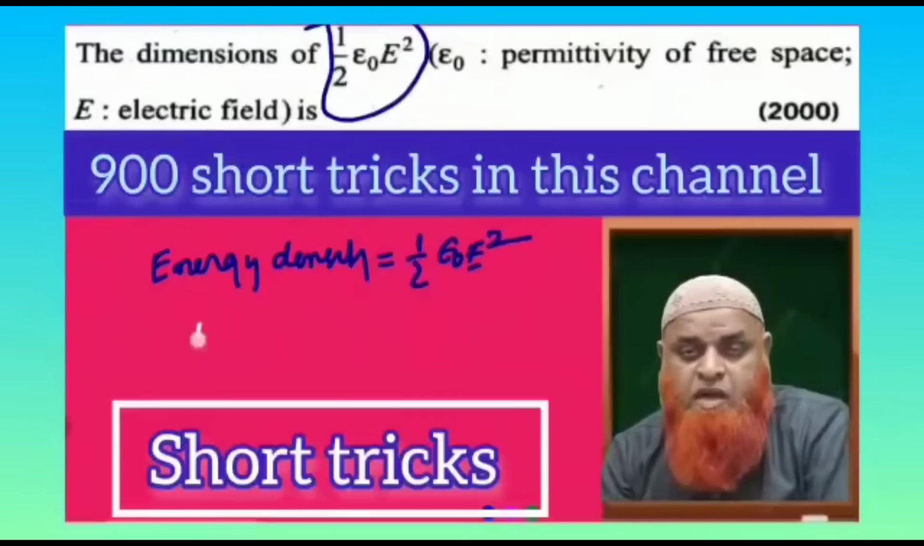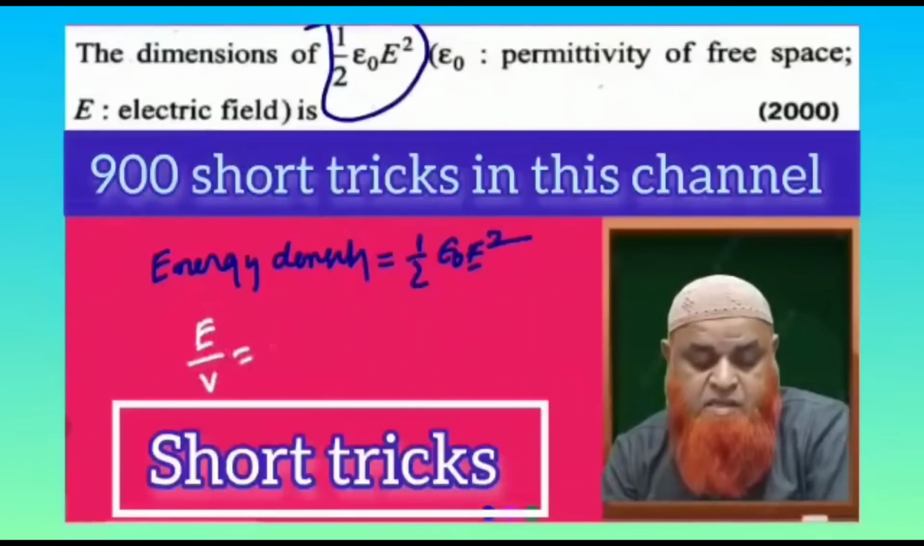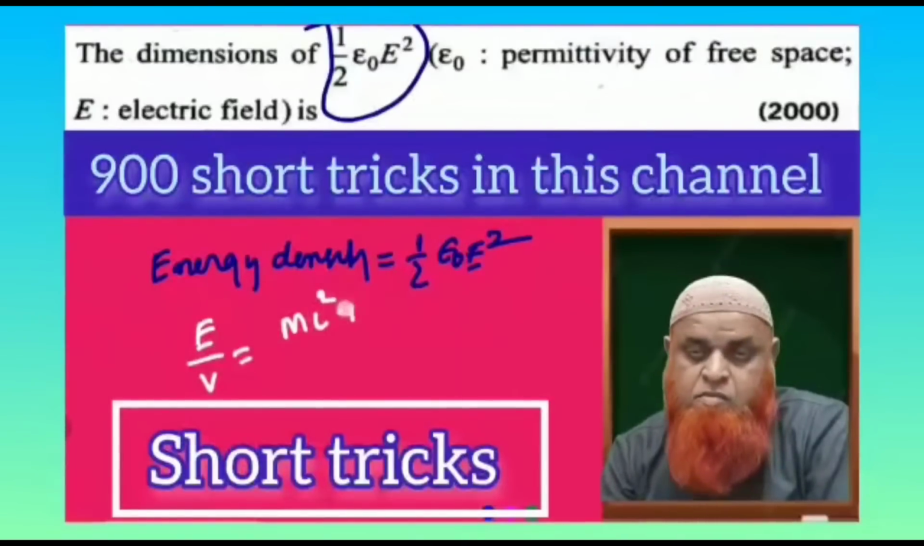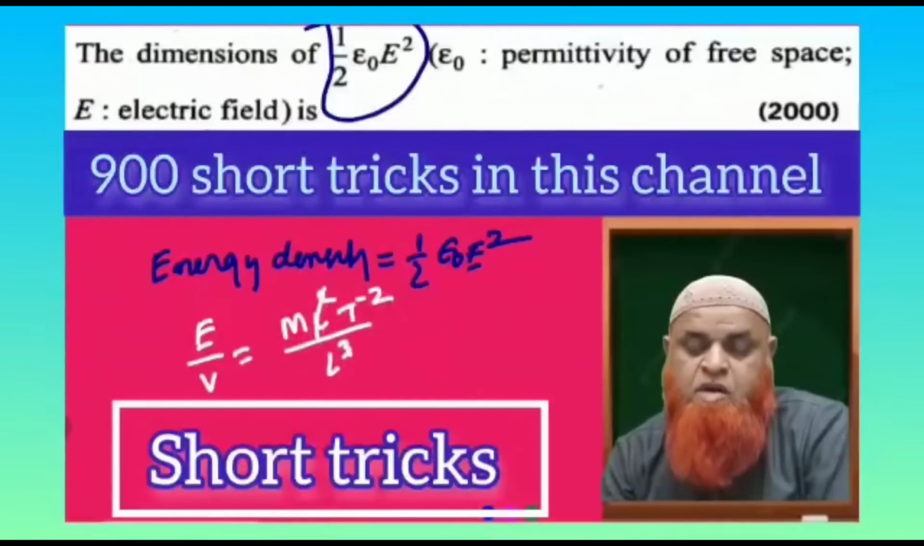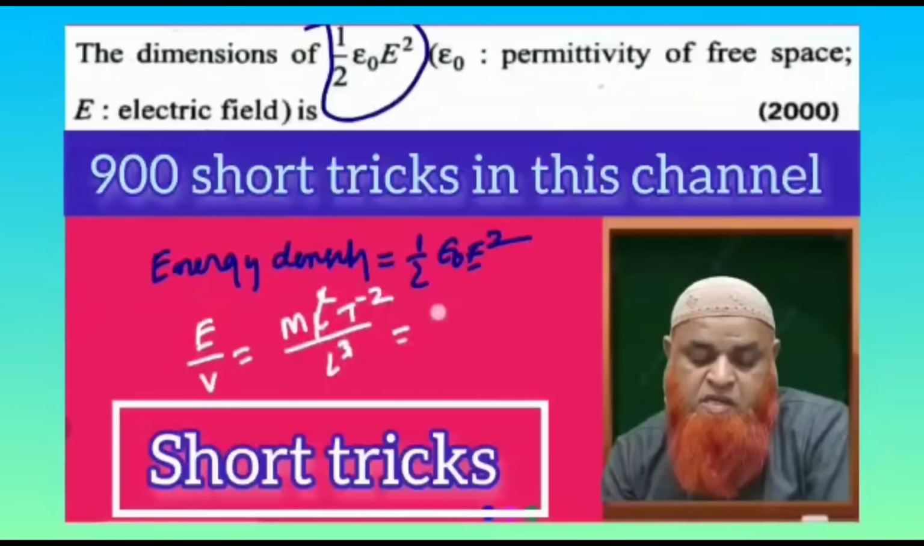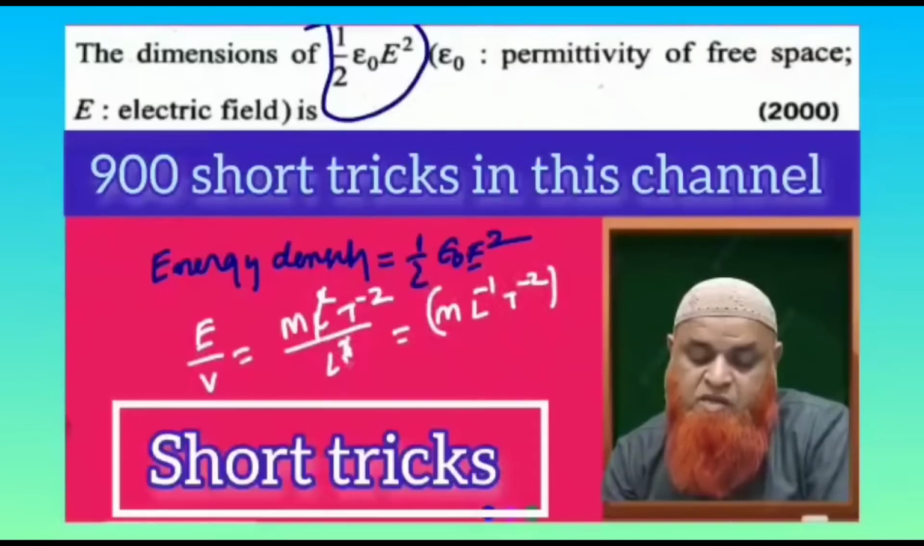Energy density can be taken as energy by volume. Energy is nothing but ML square T power minus 2. Volume is nothing but L cube. So L square and L cube get cancelled. The dimensional formula is nothing but M L power minus 1 T power minus 2. This is going to be the dimensional formula here.